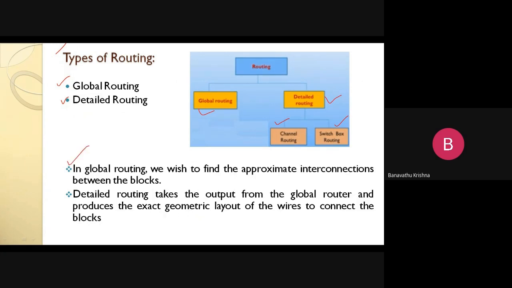And next one is in global routing, we wish to find approximate interconnection between the blocks. Approximate interconnections, right? Suppose let us see here. This is a block here, okay, and this is another block here, okay, and this is another block here. So I want to make the connection between these blocks by using global routing. Suppose it is an approximate connection like this. Suppose I am going like this, an approximate connection, okay.